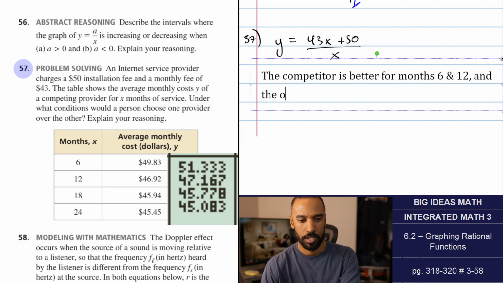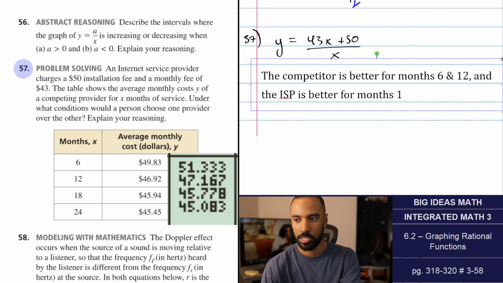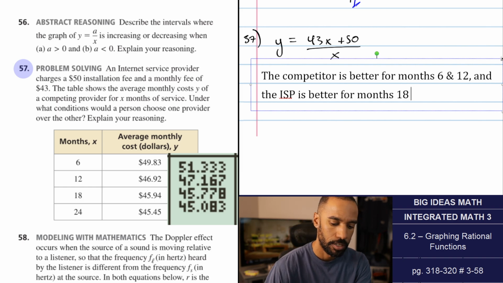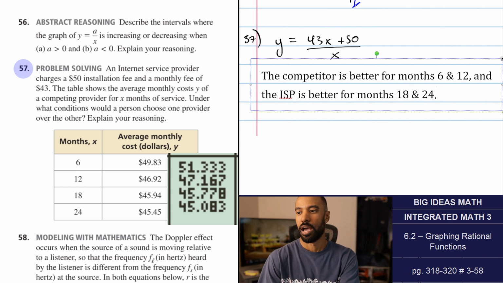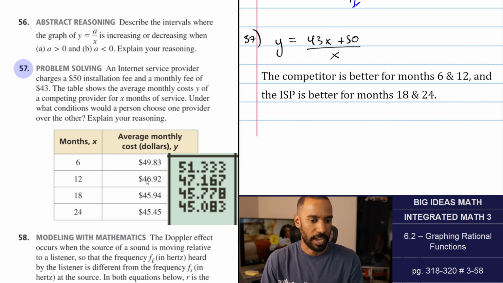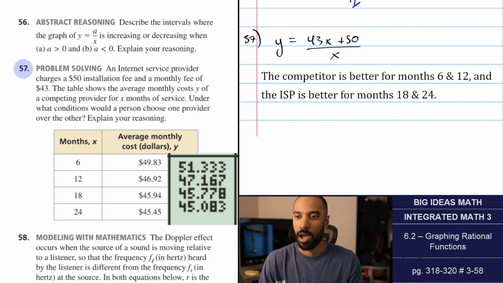And the first ISP, I don't know, is better for months 18 and 24. Now, we don't know the in-between because we don't know what this actual function is. Maybe there's one we could figure out, but I'm not going to sit around and find out. So those are the only numbers that we have, and those are the conditions.